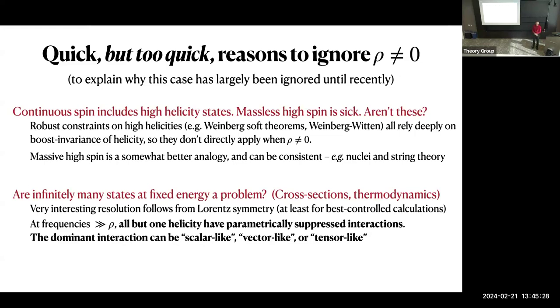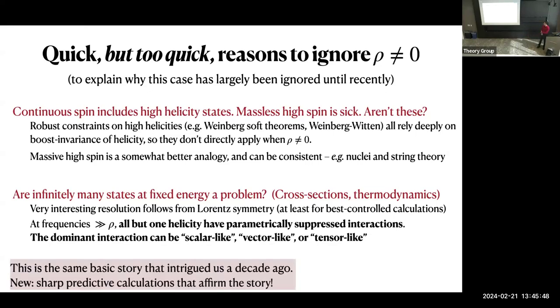And part of the reason is that nobody knew how to write down even a free field theory until about 10 years ago. So there were just a lot of difficult stumbling blocks prior to about a decade ago. And so what you'll see is there's actually a pretty interesting resolution to this question in particular. Okay, so where we're at now is instead of speculating about how these things work out, we have a framework where you can just calculate and generalize certain simple theories to the case of non-zero rho. And instead of guessing how things work, we can just see.